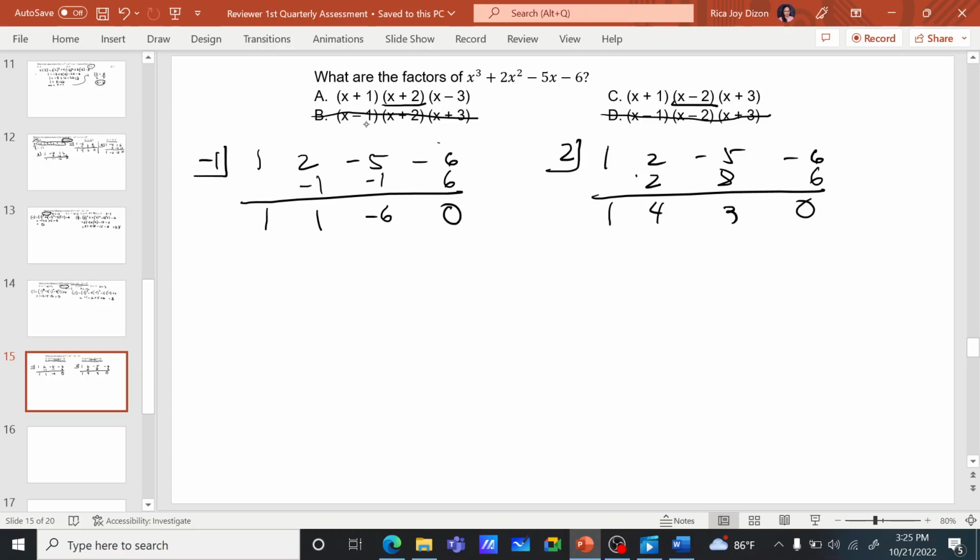If it gives us a remainder of 0 in here, that means it's a factor. So you already crossed out A because x plus 2 is not a factor. We're only left with C. So it's up to you if you'll try x plus 3 as a factor.